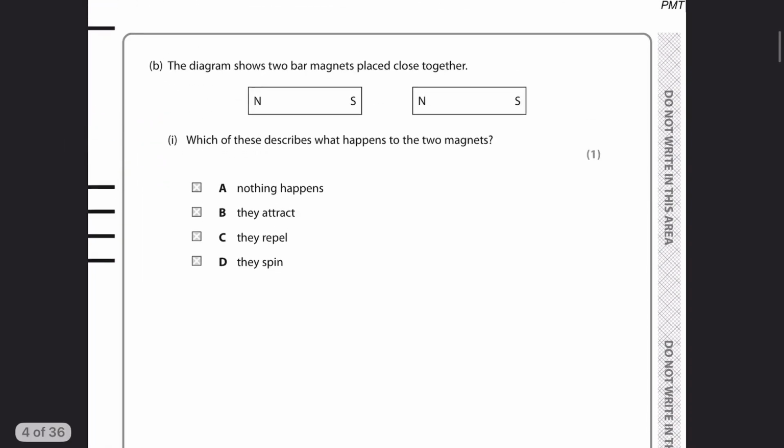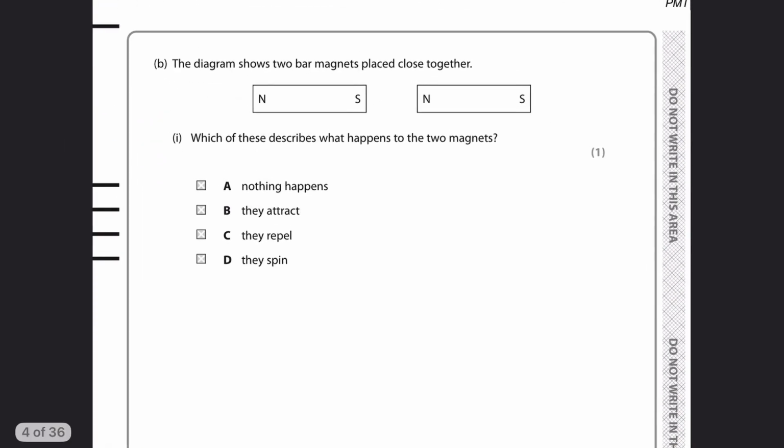Okay. Part B, the diagram shows two bar magnets placed close together. Which of these describes what happens to the two magnets? Again, magnetic field goes from north to south. Therefore, opposites attract. Opposite means either north and south or south and north. Opposites attract, therefore they attract.